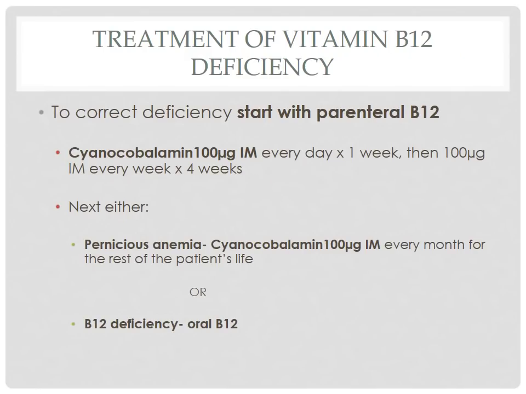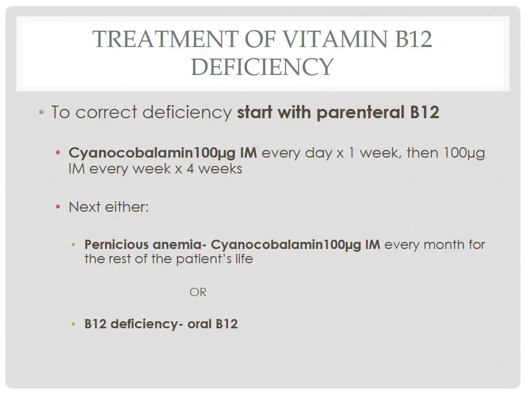Treatment of vitamin B12 deficiency. To treat vitamin B12 deficiency, patients should start with a parenteral B12, meaning that it's given IM and not given orally. The IM version of vitamin B12 is cyanocobalamin, and 100 micrograms of this is given every week for 1 week. Then 100 micrograms are given IM every week for the next month or 4 weeks. Then after that 5-week period is done, the patient will either be started on continued IM cyanocobalamin, or they'll start an oral B12, and this depends on their diagnosis.